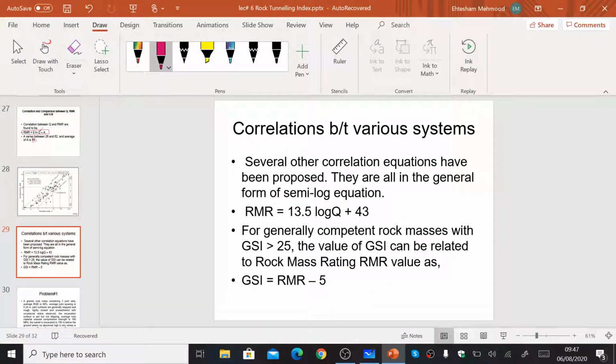And then once again, the other method is RMR, where we have another equation like this, 13.5 into log Q plus 43. And with the comparison of GSI, for generally competent rock masses with GSI greater than 25, the value of GSI can be related to rock mass rating as follows. So this only works once GSI is greater than 25.